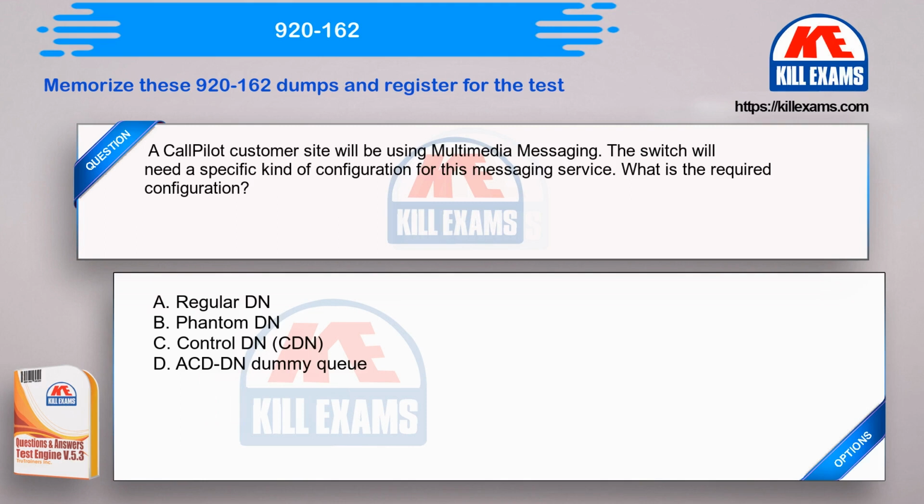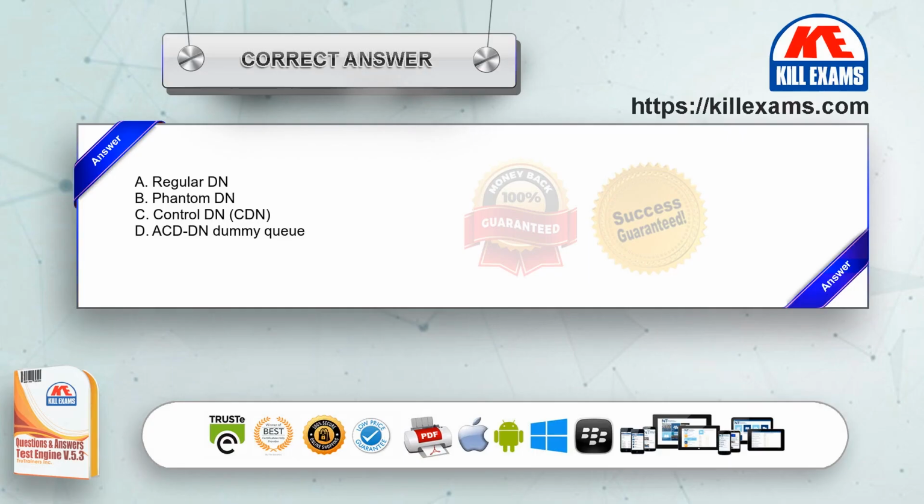Option A, Regular DN. Option B, Phantom DN. Option C, Control DN, CDN. Option D, ACDDN Dummy Queue. The correct answer is option C.